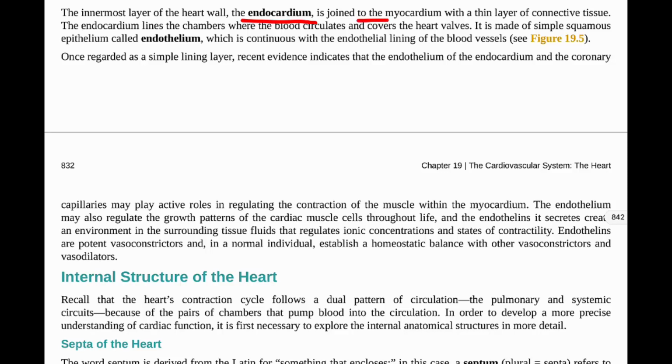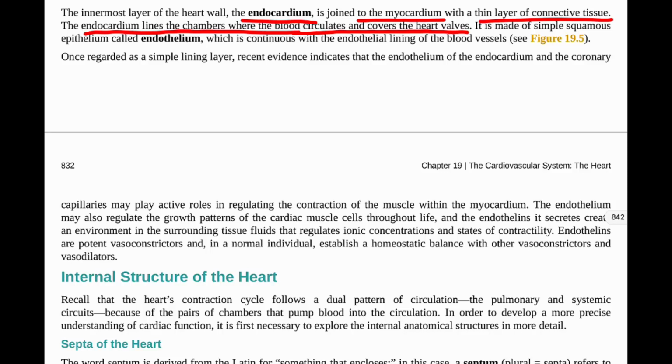The atrium is a chamber, the ventricle is a chamber. So the endocardium lines the chambers where the blood circulates and covers the heart valves. So we have this innermost layer that's going to help cover the heart valves, which we haven't talked about yet, but also lines those chambers, the atria and the ventricles. It is made of simple squamous epithelium, and it's called the endothelium.